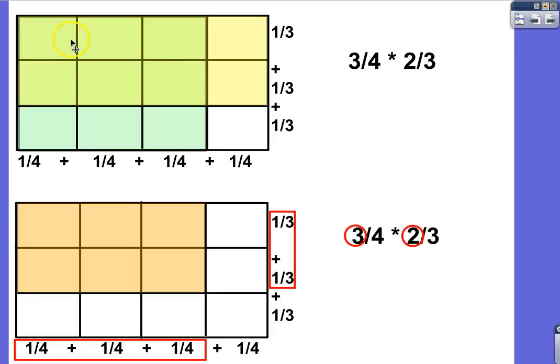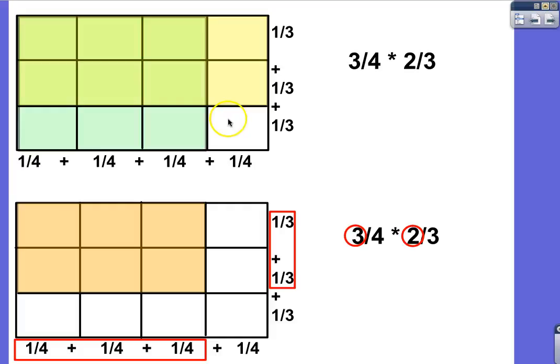3/4 times 2/3 is 1, 2, 3, 4, 5, 6, so 6 out of 12 shapes altogether. So there's 1, 2, 3, 4, 5, 6, 7, 8, 9, 10, 11, 12, a total of 12 shapes.